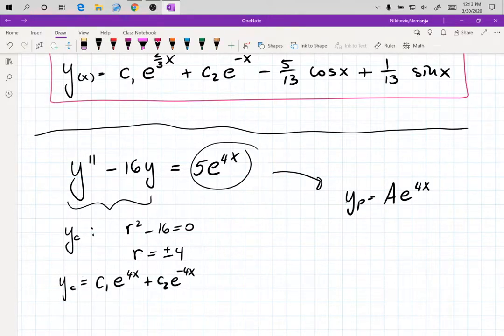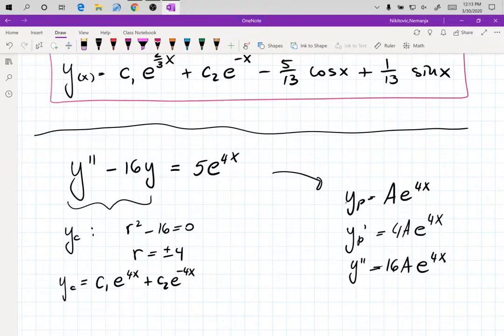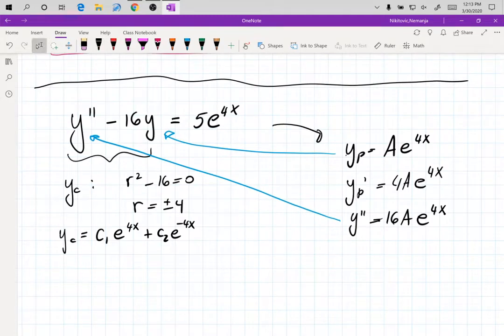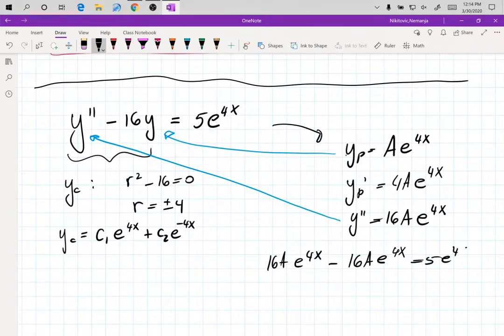Well, let's first solve the problem, right? So we have yp prime equal to 4a e to the 4x, and yp double prime is 16a e to the 4x. So now we will plug these in. This one goes there, this one goes there, and we will get 16a e to the 4x minus 16a e to the 4x equals 5e to the 4x. We get a 0.